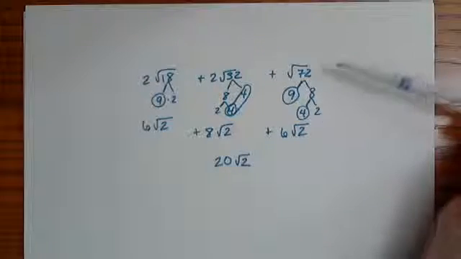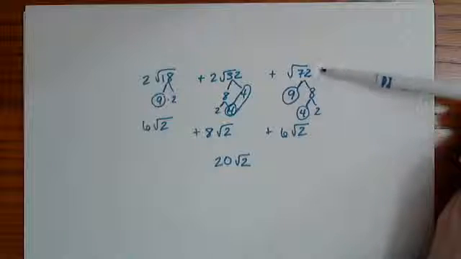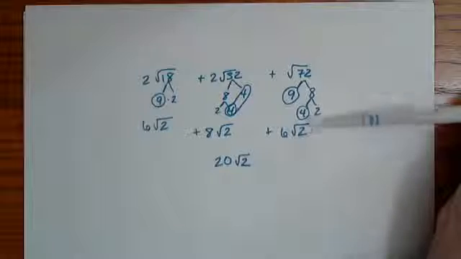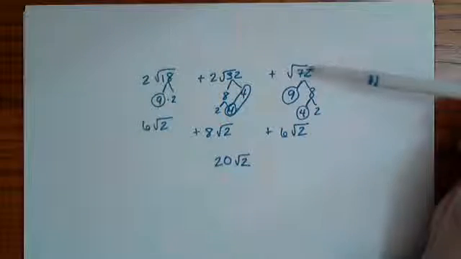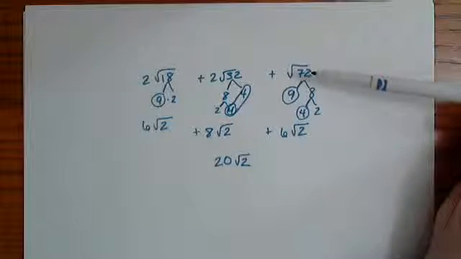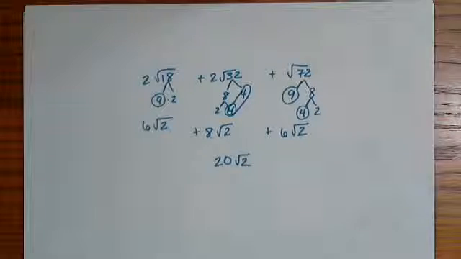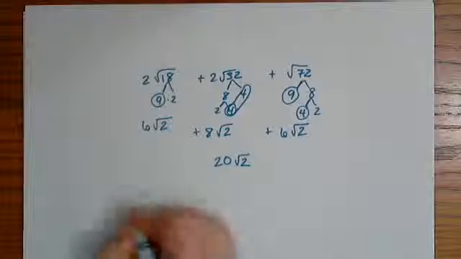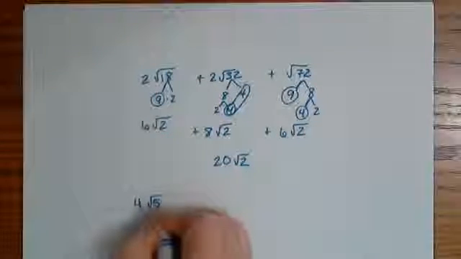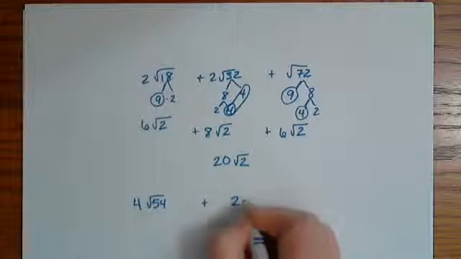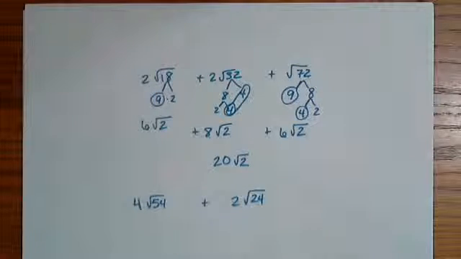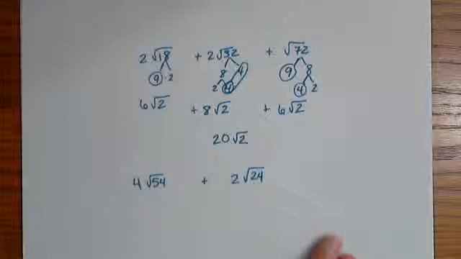So now you can kind of get an idea of why it's so important to reduce these radicands so that you can see when they're the same. We just couldn't tell that they were the same before, could we? Okay, so again, I want you to pause the video and do letter 2A, 2A on page 620. 4 times the square root of 54 plus 2 square root of 24. You already have your answer because you paused the video.